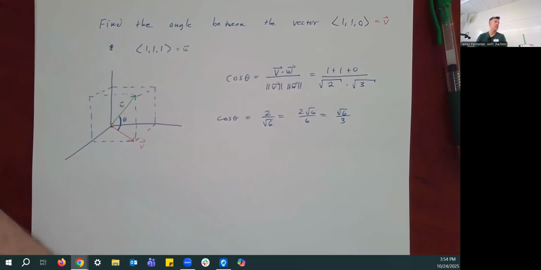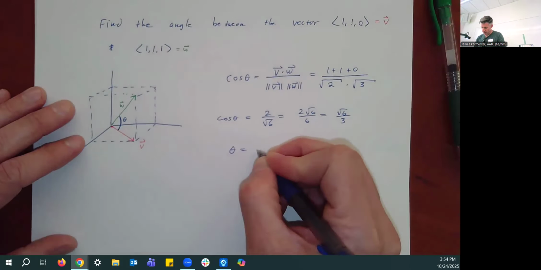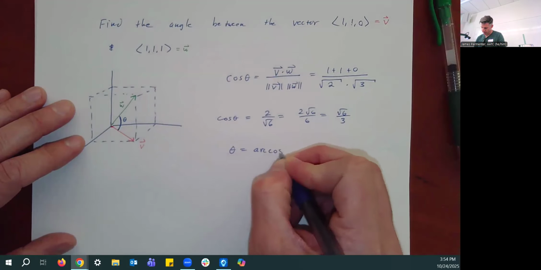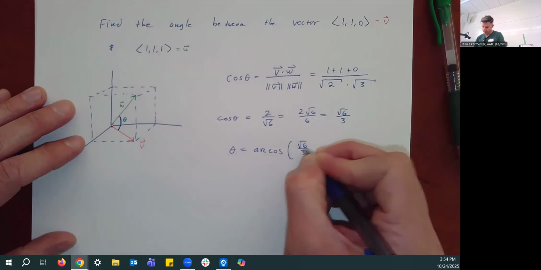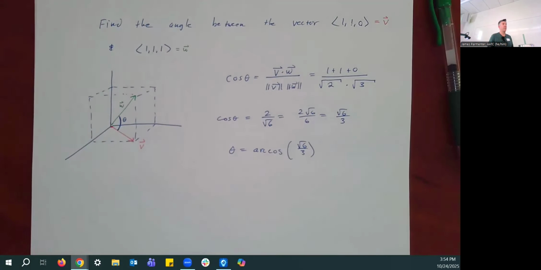Which is not a nice value as far as angles go, right? I don't know what angle you take cosine of to get root 6 over 3. But we could plug that into a calculator. In fact, here's what I would write if I was asked to find this. I would say my angle is equal to the arc cosine, or the inverse cosine, whichever way you want to write it, of root 6 over 3. And that's actually my final answer. But if someone asked me, well, approximately what is that really? Then I would use a calculator and say, okay, well, the inverse cosine of root 6 over 3.